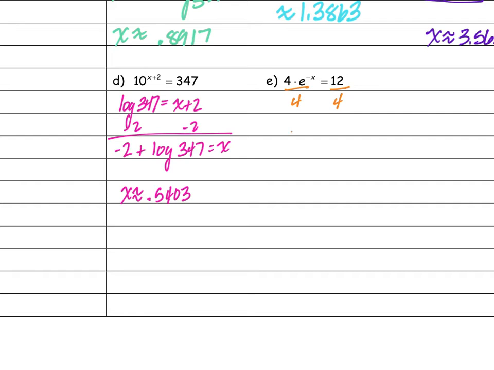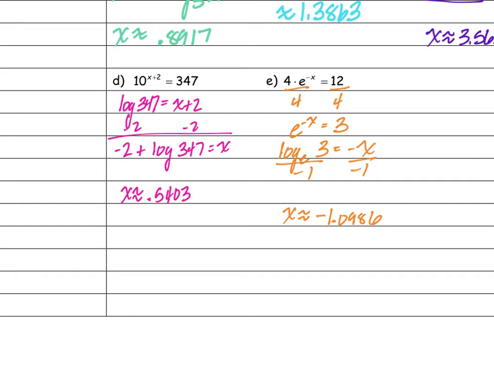And then the last one, I have to get the exponent by itself, so I'm going to divide by 4. And I get e to the negative x equals 3. And then that becomes log base e of 3 equals negative x. Divide by negative 1. So x is approximately going to be equal to negative 1.0986. Okay, any questions? Awesome.